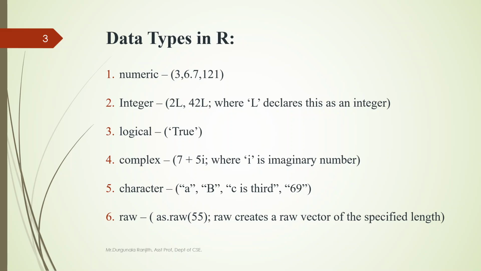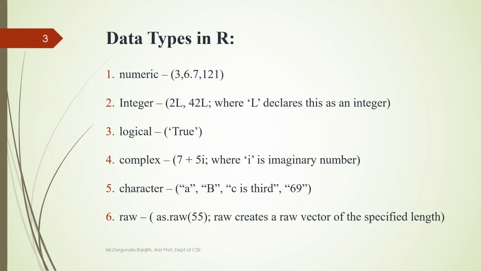The second one is integer. The integer data type is a separate data type, and it has to be represented with the help of L, the number followed by capital L. L declares that it is an integer. Suppose 2L, 42L, which means it is an integer value. Also you can represent an integer value by using the as.integer function, which I will show you.